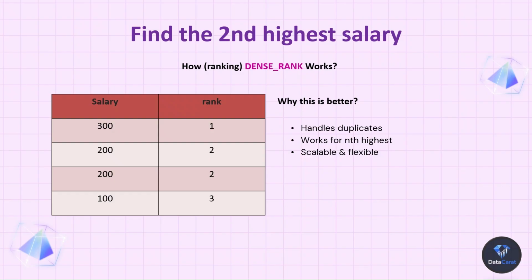This approach is much better because it handles duplicates. It works for nth highest values. You can find the third or the fourth highest values as well with this approach, and it is much closer to how real world problems are solved.